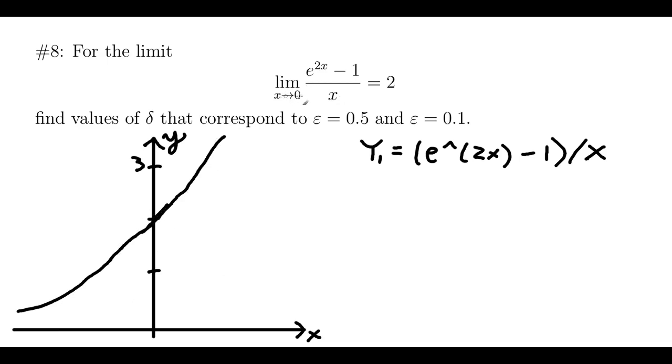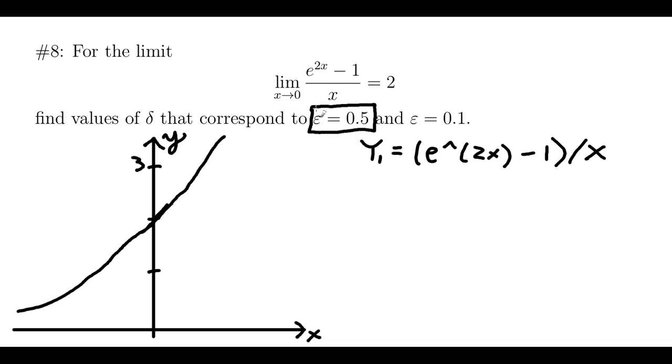So even though we can see that this is undefined when x equals 0, the graph suggests that it gets pretty close to 2. So let's talk about what it means to have something that is close to 2. We're asked for this limit to find values of delta that correspond to epsilon equals 0.5 and epsilon equals 0.1. Those are 2 separate but related problems. So let's first turn our attention just to epsilon equals 0.5.